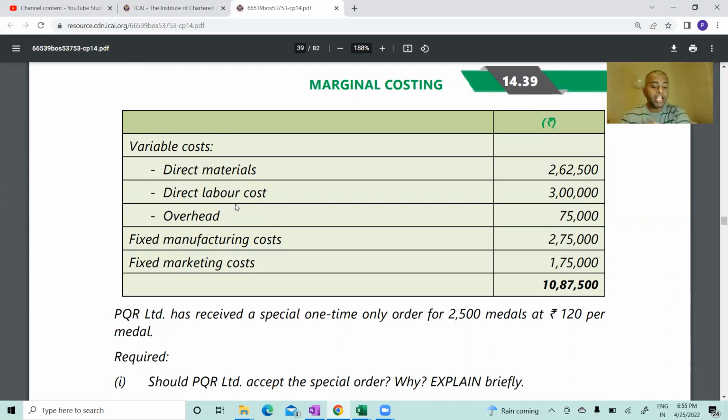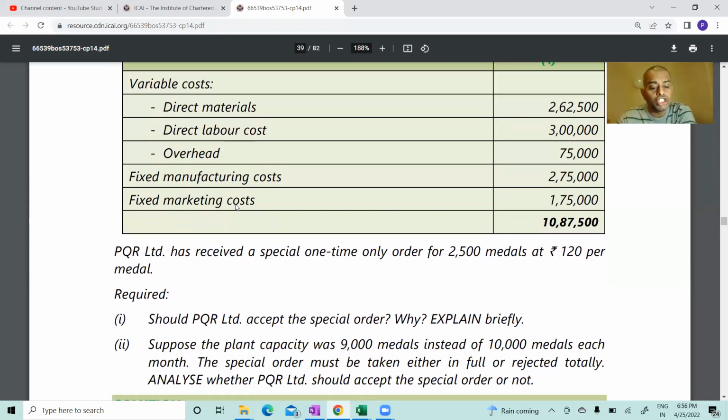Then PQR Limited has received a special one-time only order for 2,500 medals at 120 per medal. At 120, what is your existing selling price? 150. What is the offer price of this one-time order? 120 per medal. Required: should PQR accept the special order? Why? Explain briefly.